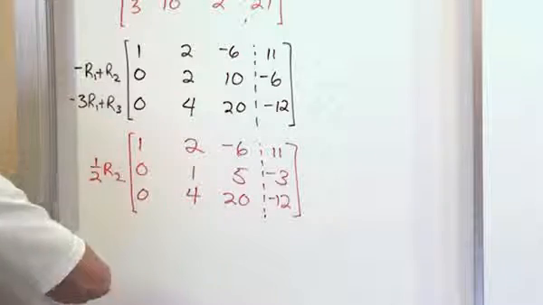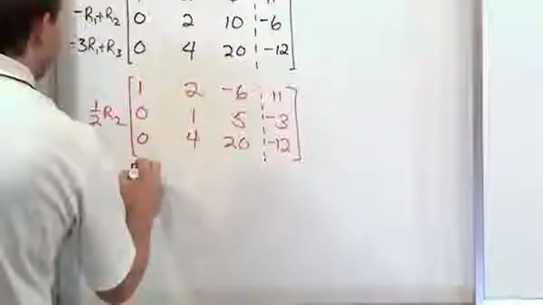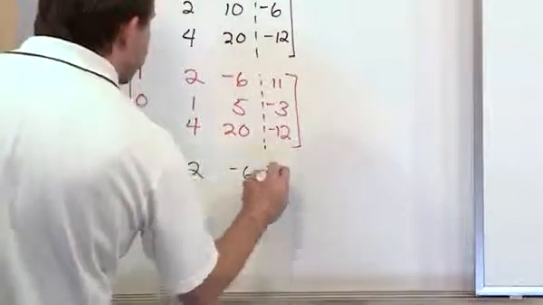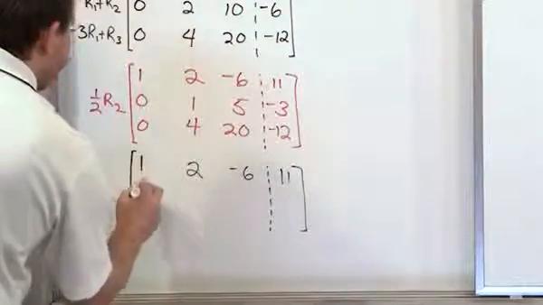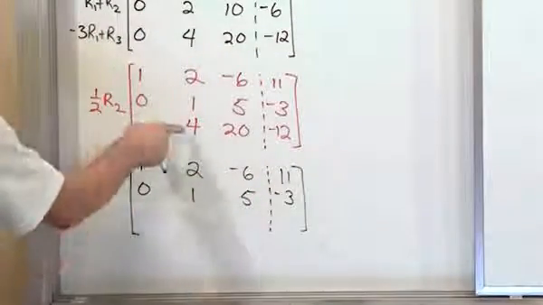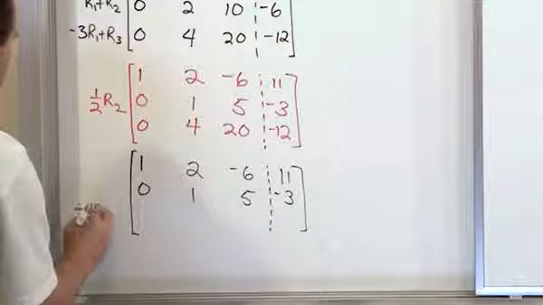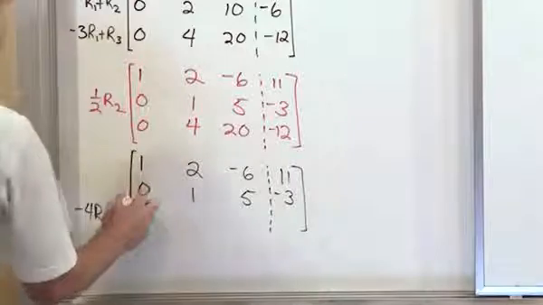All right, so the next thing I typically do after I make the center guy a 1 is I try to make a 0 underneath. So here I'll open this up. Again, the top row is going to stay the same: 1, 2, negative 6, 11, like this. The middle row is going to stay the same: 0, 1, 5, negative 3. But the bottom row, I want to make a 0 here, so I'm going to multiply by negative 4 times row 2 plus row 3. That gives me a 0 here.